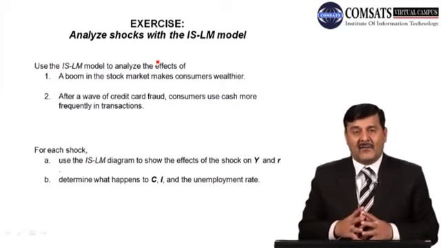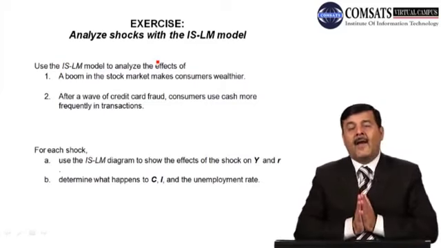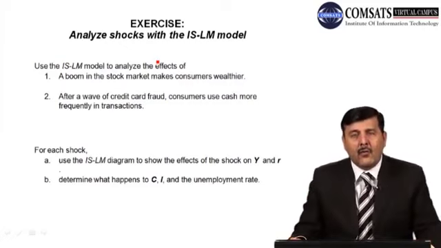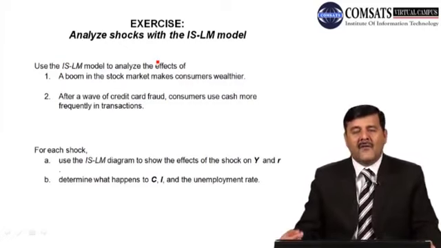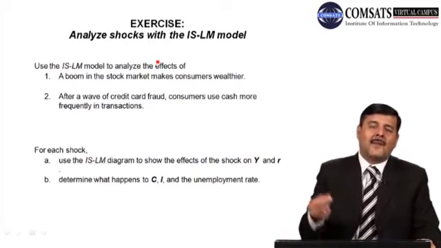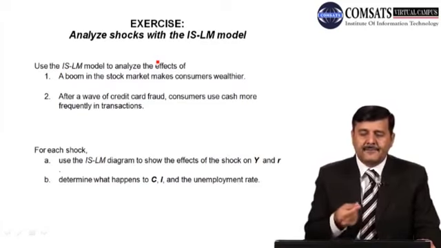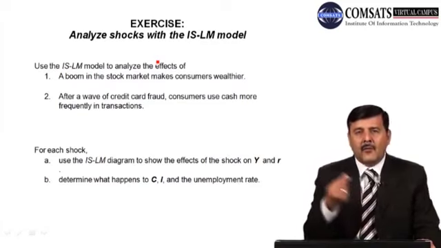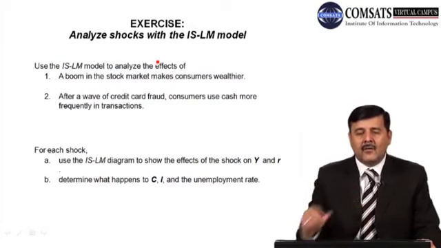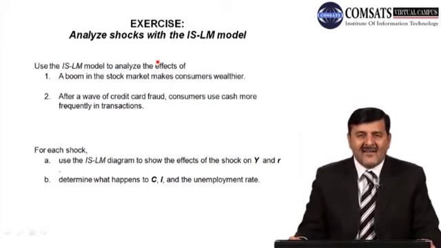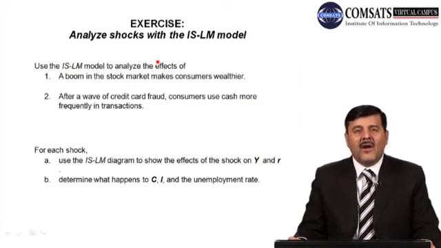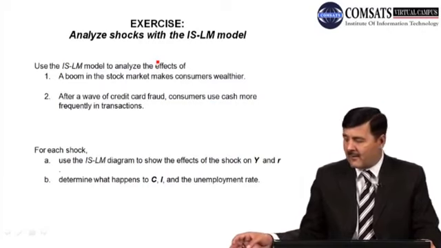So this is the exercise for you: you have to use the IS and LM model and see the effect of two things. One is the IS shock, when there is a boom in the stock market. The second is the LM shock, which is due to credit card fraud and people using more money in transactions. You need to see how it affects the rate of interest and income, and secondly, how it affects consumption, investment and the unemployment rate in the country.